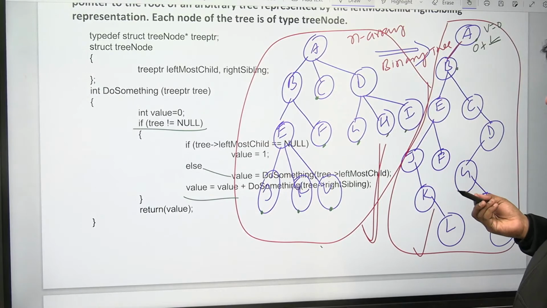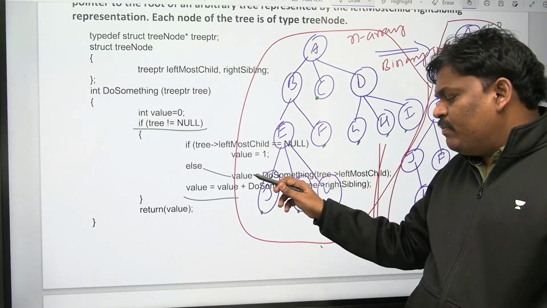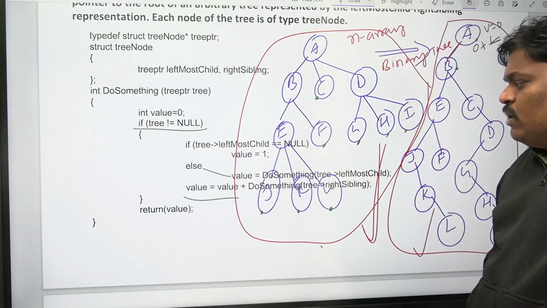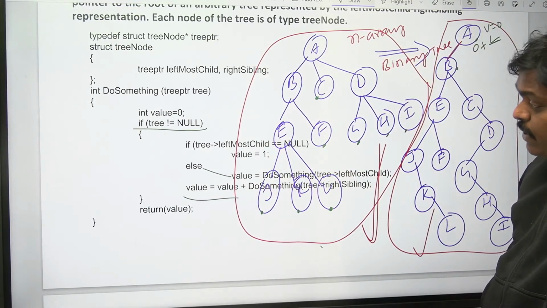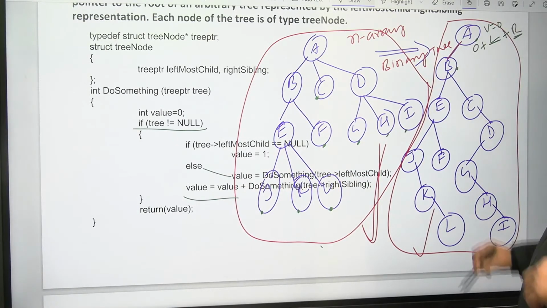Recursion means same story. But remember, after left is over, listen, next one: value is equal to value plus do something of right also. What is the meaning? You should do left, and afterwards you should do right also. But anyhow, for the left purpose, I am going to the left side.